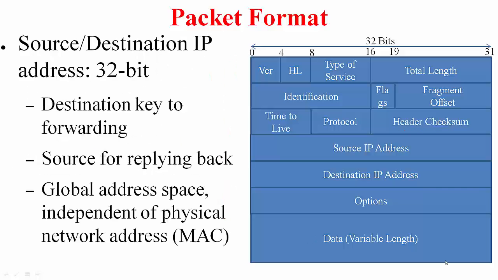The main characters in the packet format are the source and destination addresses. So these are 32 bits each. Without a destination address, there is no forwarding. So destination is the key to forwarding. So you also include the source address so that the destination can reply back to the source.